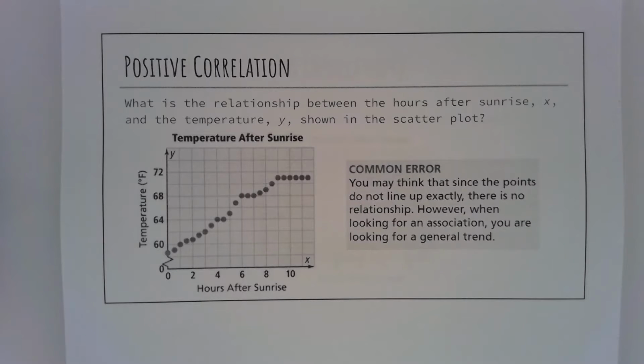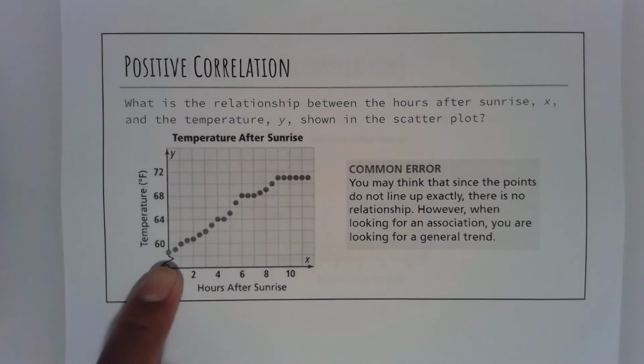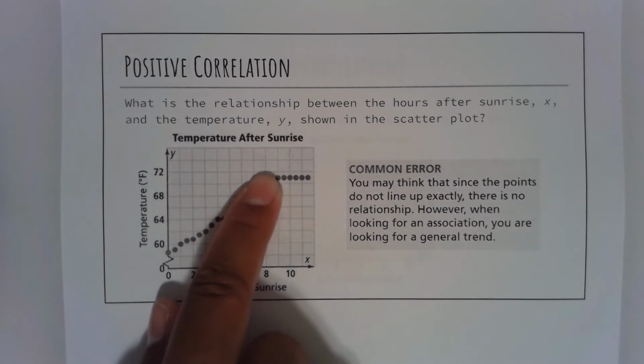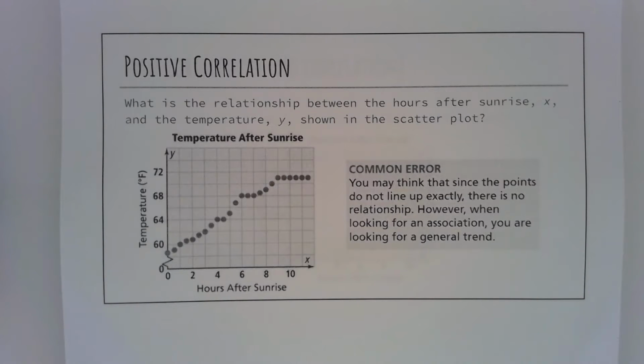Alright, so here's our first example, positive correlation. We are looking to see what is the relationship between the hours after sunrise, X, and temperature. So just even think back in the real world. When the sun is out, as the day progresses, it gets warmer in the day, typically. So you can see here that as the hours of sunrise increase, they go up from 2 to 4 to 6 to 8, the temperature is also increasing. This means the relationship between these two variables is a positive correlation.